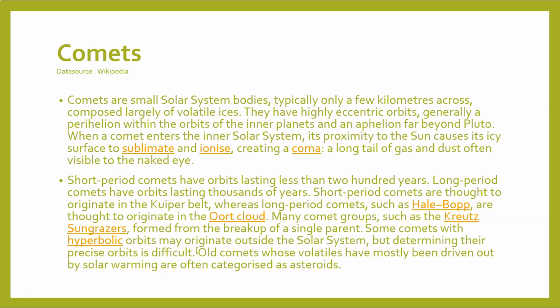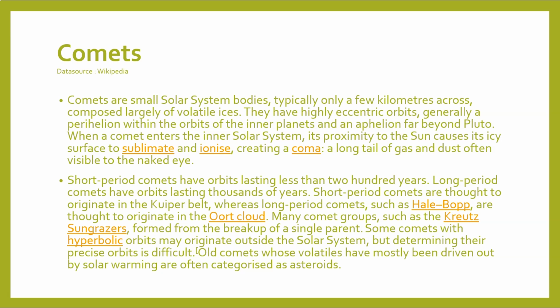Short period comets have orbits lasting less than 200 years. The long period comets have orbits lasting thousands of years. Short period comets are thought to originate in the Kuiper belt, whereas the long period comets such as Hale-Bopp are thought to originate in the Oort cloud.